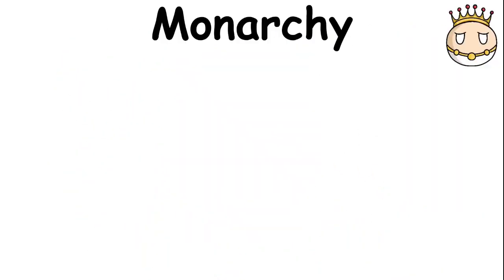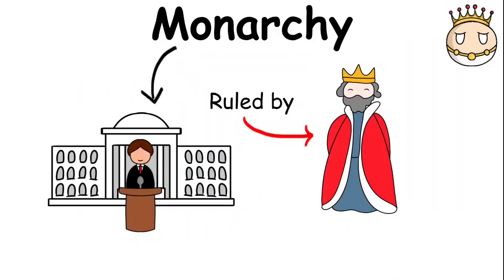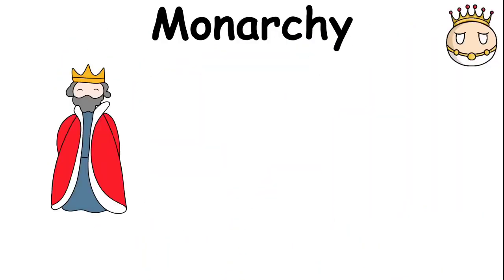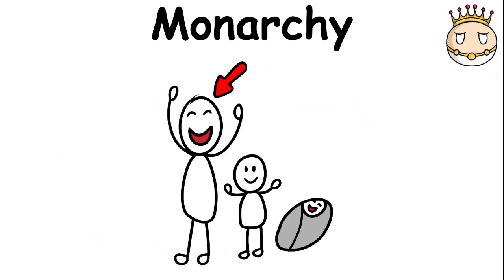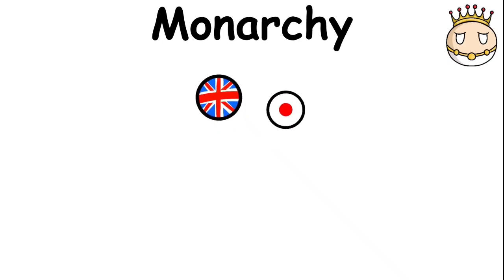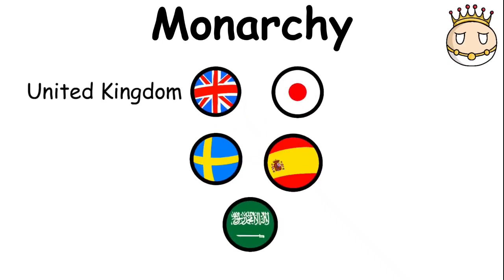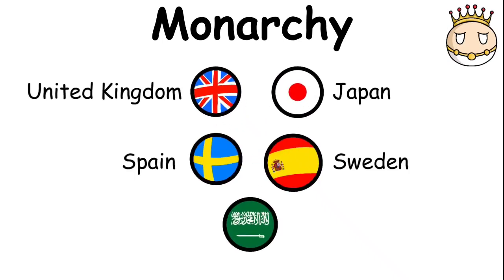Monarchy. A monarchy is a type of government ruled by a monarch, which is often a king or a queen. The monarch's role is passed down through the same family, from generation to generation, often going to the oldest child. Major countries operating under a monarchy include the United Kingdom, Japan, Spain, Sweden, and Saudi Arabia.